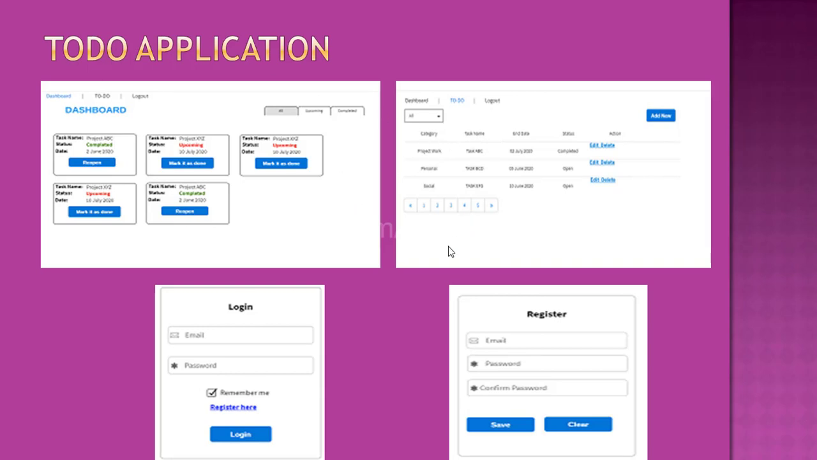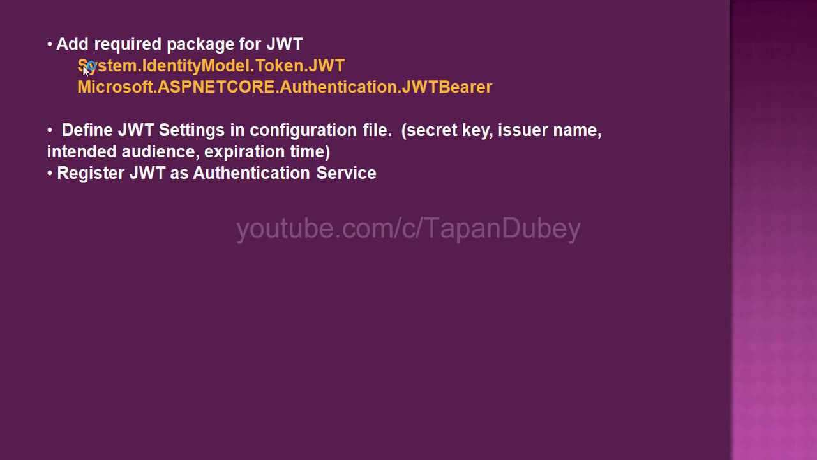So let's start. These are the few steps to start with JWT token. Step one: in the API, we need these two packages. One is System.IdentityModel.Tokens.Jwt and the other is Microsoft.AspNetCore.Authentication.JwtBearer. The first one is required for creating the JWT token and the second one is for checking the JWT bearer token.